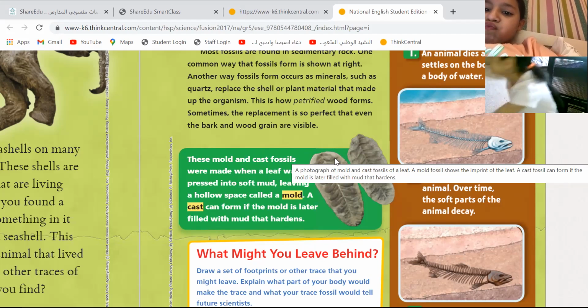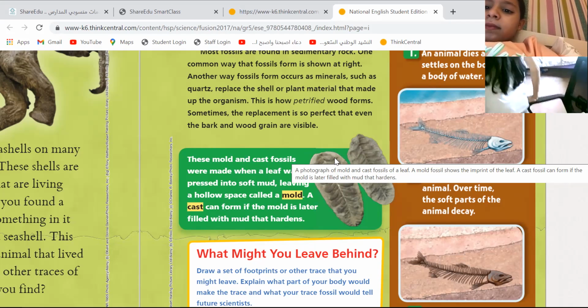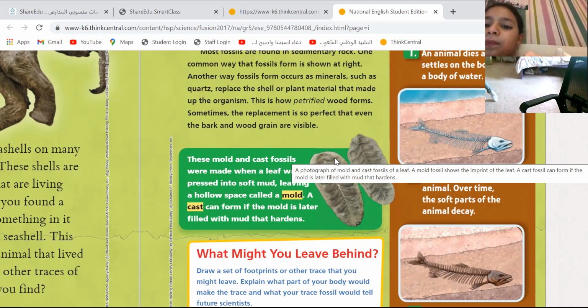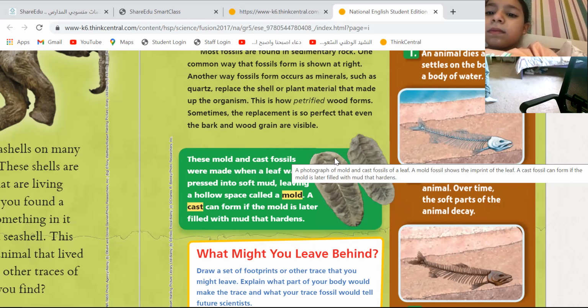So once they put the leaf in soft mud, what happened? It will leave a hollow space, and we call it a mold. Then a cast can form when the mold is later filled with mud that hardens.